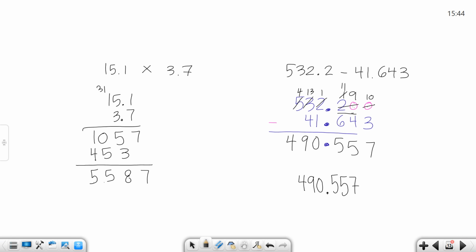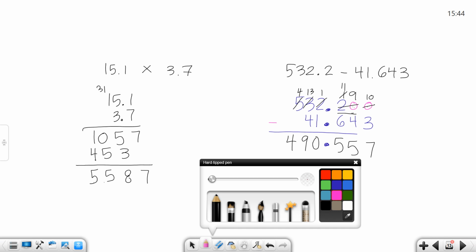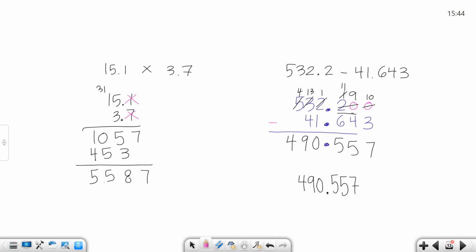So we have to decide where to put our decimal place. Well, I used 1, 2 decimal places. So 1, 2, I would get 55.87. And that's what I get for that one.